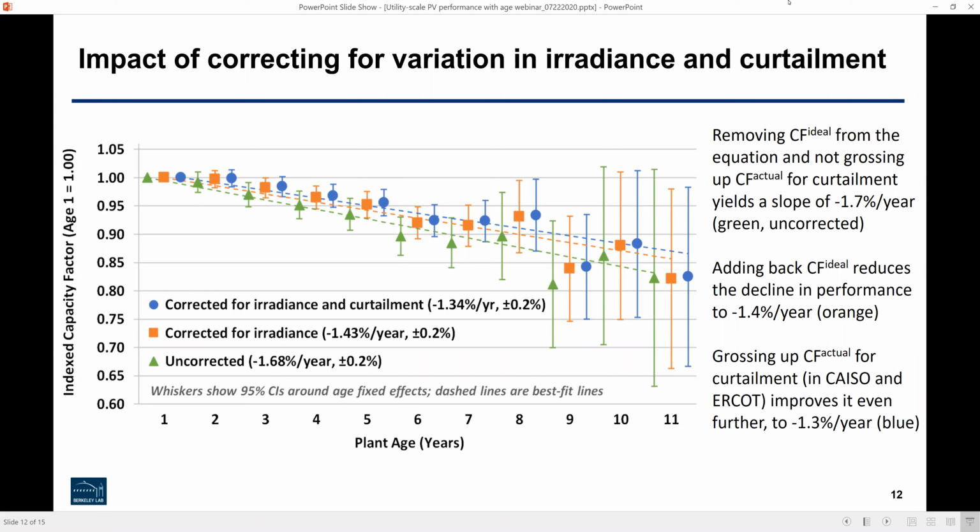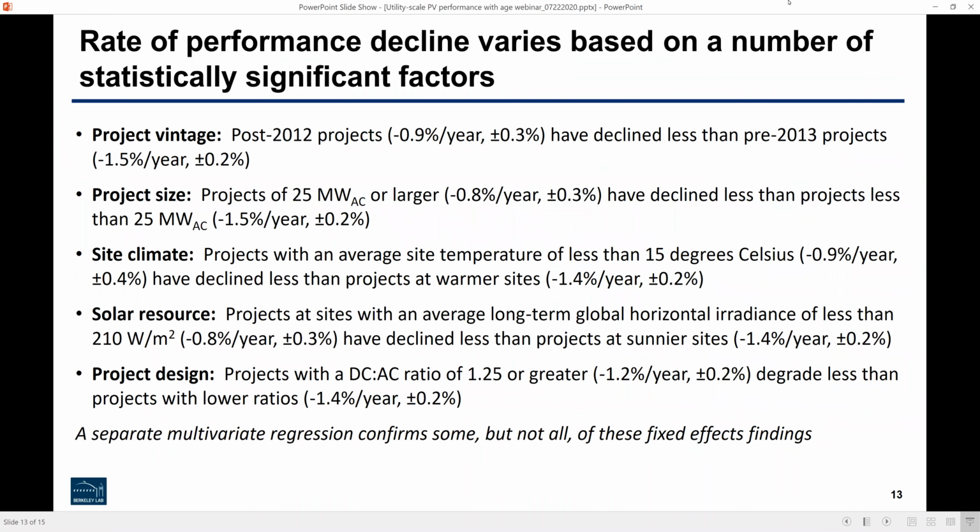So again, these results are for the entire sample, and although the low temporal resolution of the data prevents us from digging too deeply into the specific causes of performance decline, we did nevertheless use the fixed effects regression to compare performance among various subsamples of the data.